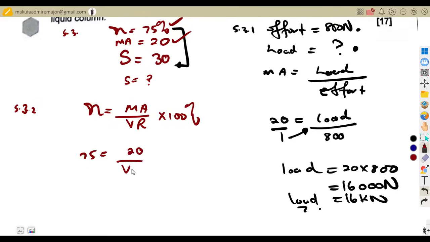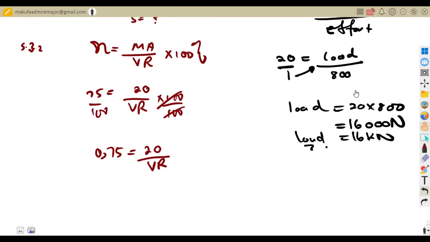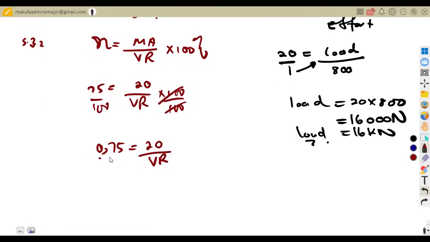Of 20, but we do not have the displacement ratio times 100. So we're just going to divide by this 100, which is for the percentage part. So that's going to be 0.75 is equal to 20 over the displacement ratio. As we can see, guys, this is an equation that we have formulated. We are back to our mathematics, cross multiply. 0.75 times VR, that's 0.75 times the displacement ratio, 1 times 20, which is 20 there.